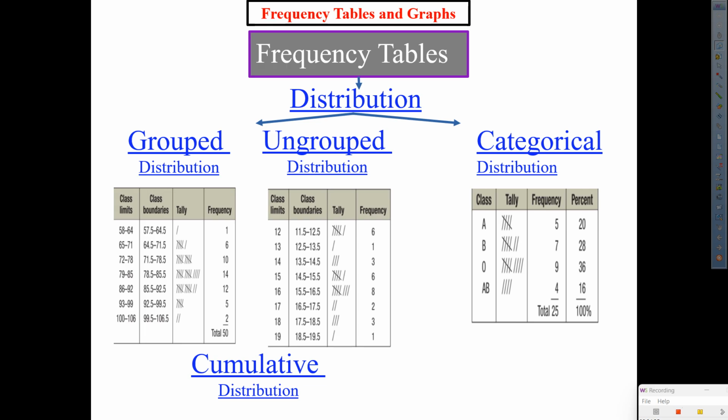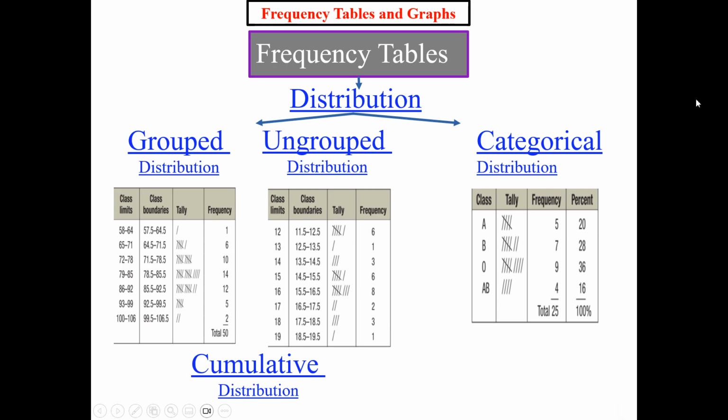So before I move on, look up to the screen. Talk it with your neighbor. Remind them, why is this one named grouped distribution and why is this one ungrouped? All right, looks like Darian's got it. Very good, Darian.